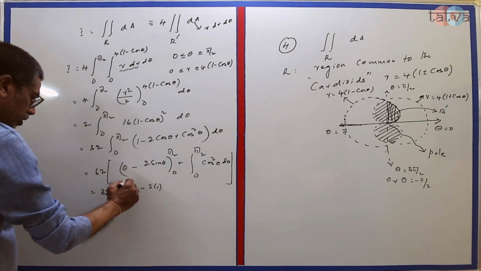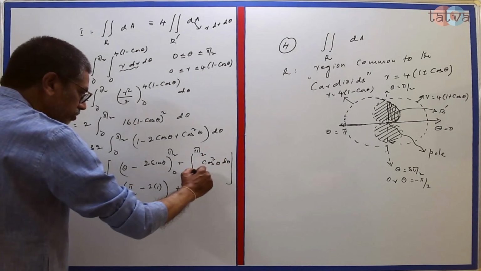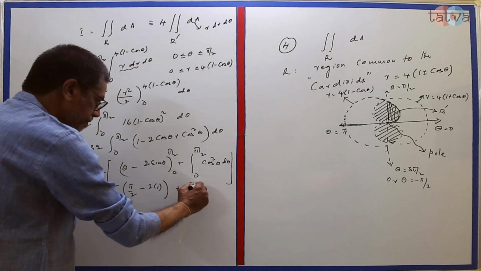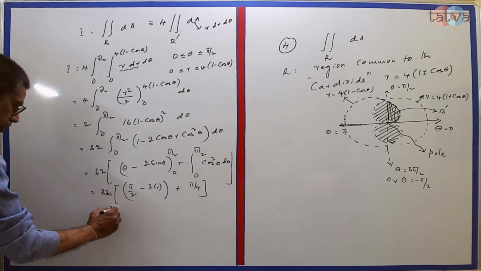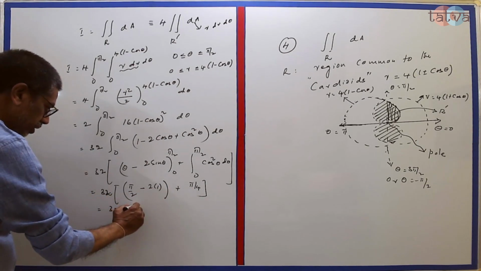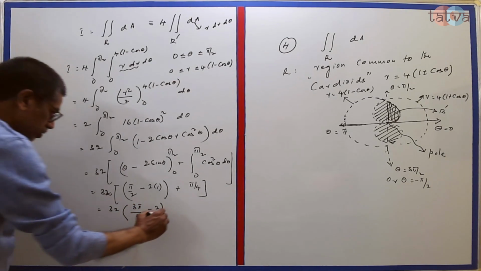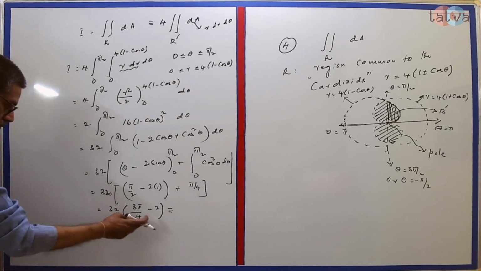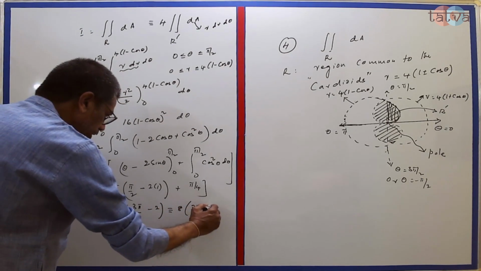lower limit doing nothing, and we have seen several times the integration of 0 to pi by 2 cos square theta will be pi by 4 straight away. That can be remembered forever. So this would be 32 times pi by 2 plus pi by 4, which would make it 3 pi by 4, minus 2. So let's do some simplification. You can take the LCM, which is 4, that cancels 8 times. We'll get 3 pi minus 8.